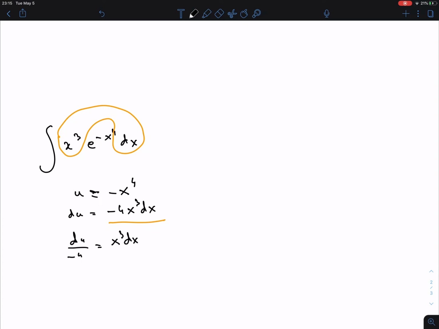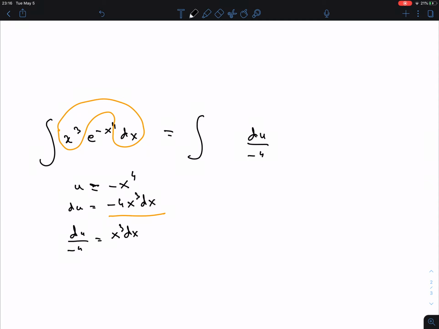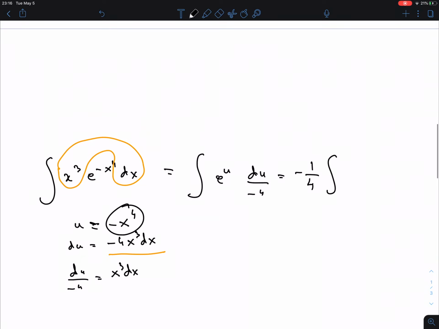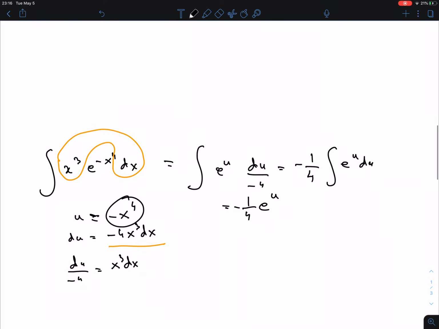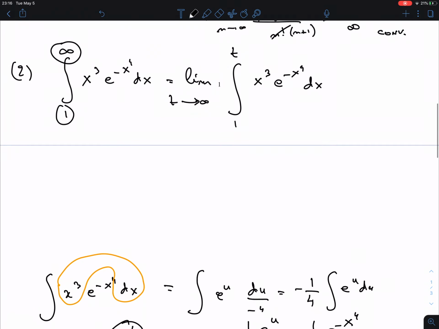So now it's really the same, and this whole thing becomes du over minus 4, the orange part, and then what is left is an e to the minus x to the 4th, but minus x to the 4th is u. So minus 1/4, and the antiderivative of the exponential is just the exponential. And now don't forget to plug back in the original function, minus x to the 4th, plus c. But we are not interested in the indefinite integral, we are interested in this guy.